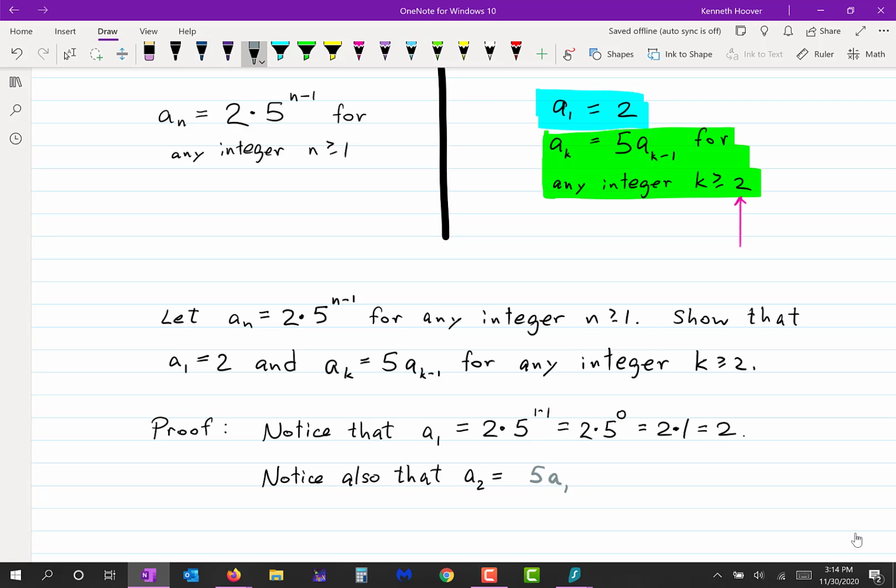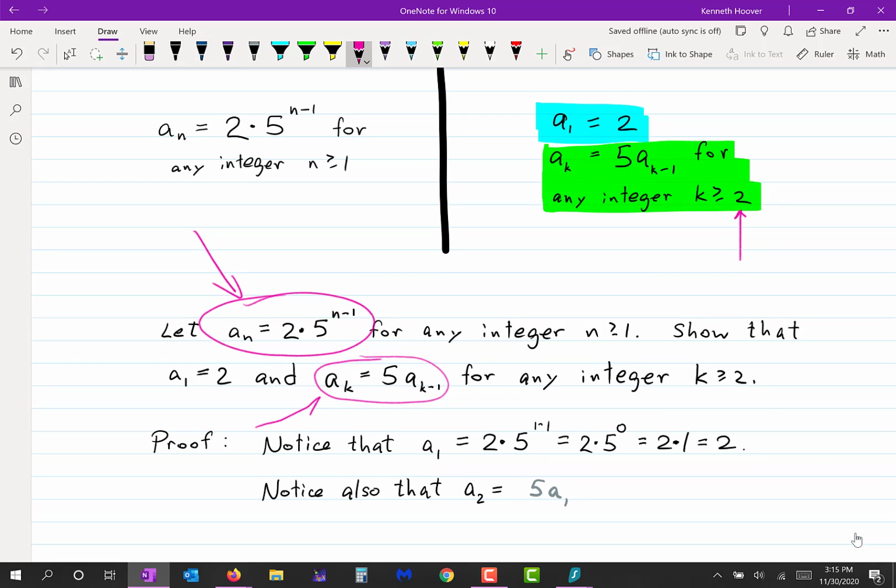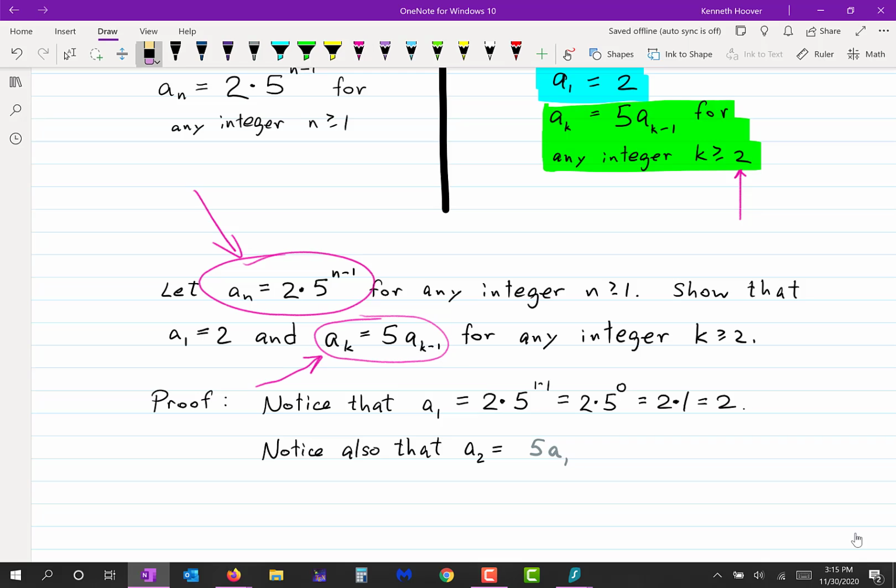What do I know about a sub 2? Well, here's the formula they gave me. Do you see what I'm saying? It's important to understand they didn't give you this for a sub 2. They gave us this formula and they said, prove that this will work. So I don't get to use this. You don't get to use the thing you're proving to show that the thing you're proving is true. That's circular logic.